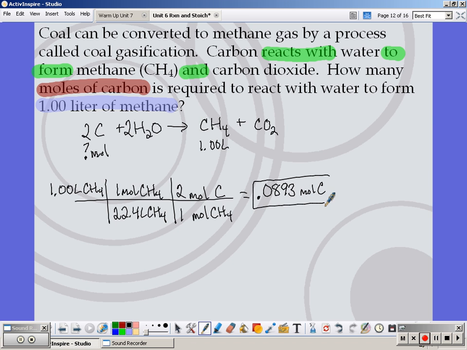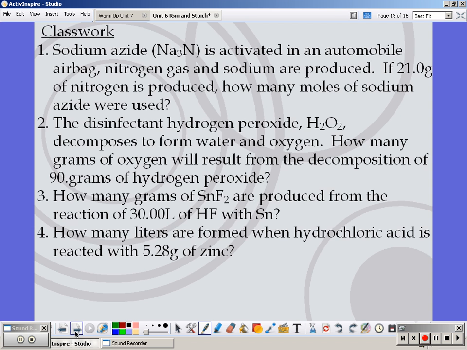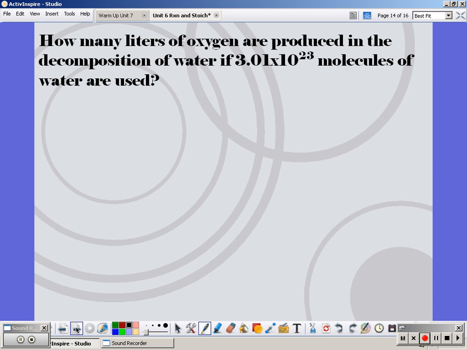How many liters of oxygen are produced in the decomposition of water? So I'm decomposition of water. So water is a substance being decomposed. Water will break down into hydrogen and oxygen, both of which are diatomics. So to balance it, I'd put a 2 and a 2.